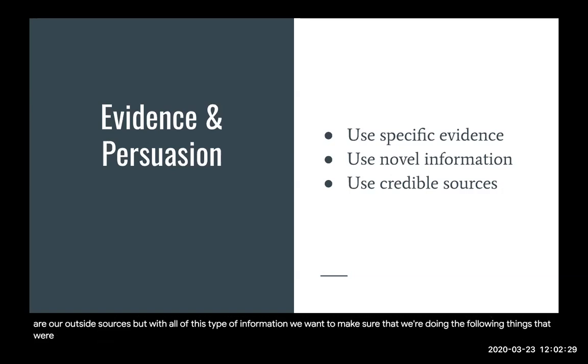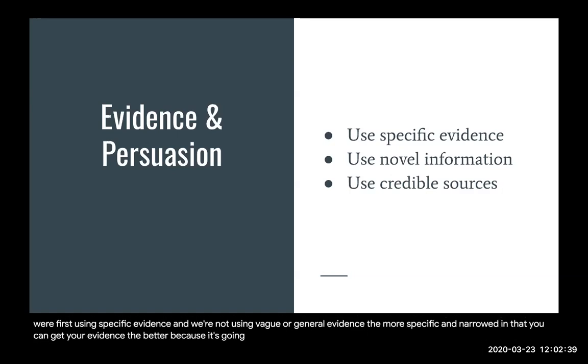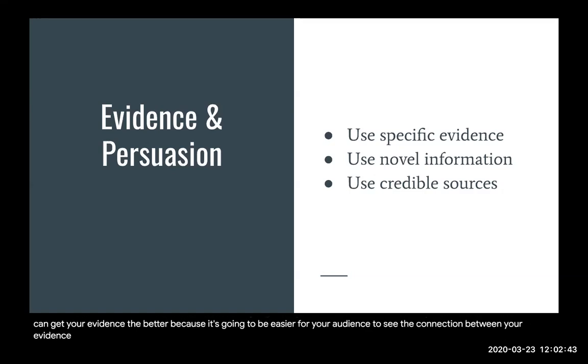But with all of this type of information, we want to make sure that we're doing the following things: that we're first using specific evidence and we're not using vague or general evidence. The more specific and narrowed in that you can get your evidence, the better, because it's going to be easier for your audience to see the connection between your evidence and your claim. Next, you want to use novel information. So use interesting information they maybe haven't heard before or haven't thought about in that way.